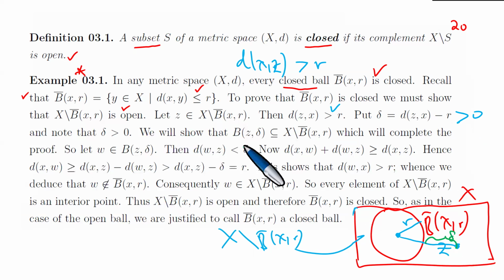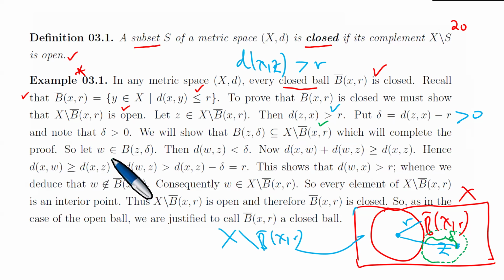We will show that the open ball centered at Z of radius delta, so now we're forming a ball that is going to be sitting somewhere there, of center Z and radius delta, is actually a subset of, is living in the complement of the closed ball, which will complete the proof.